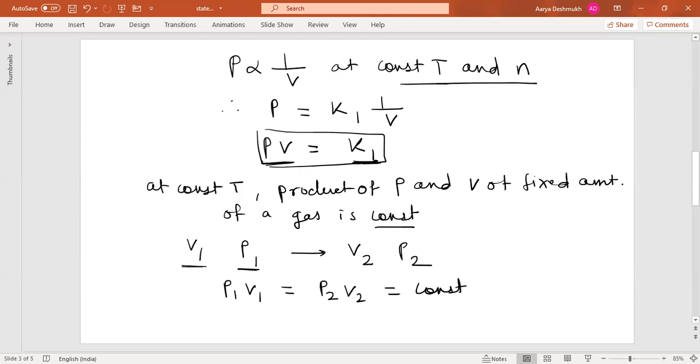constant. Okay. Means if you consider this at pressure P1, V1 is the volume of the gas, and if you change the pressure, accordingly the volume will change, and the product P1 V1 will be equal to P2 V2, which is equal to constant. This is applicable to this equation. When you say PV equal to constant, means P1 V1 will be equal to P2 V2, and that will be equal to constant. Now this law can be represented graphically also.